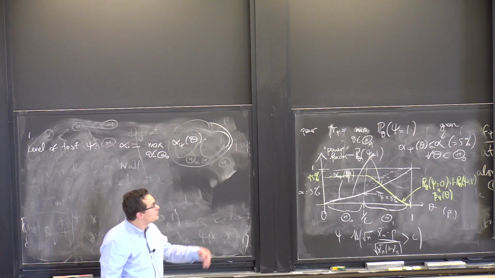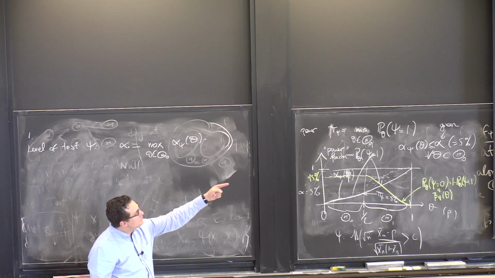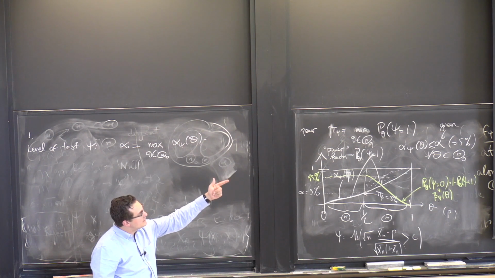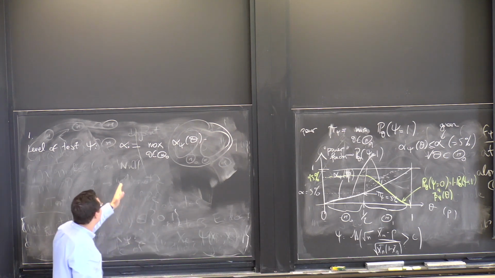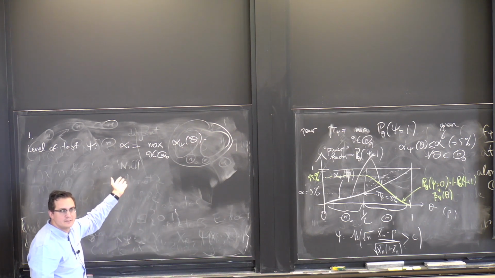OK, so here I just put the level itself. As you can see here, it essentially says that if I'm of level 5%, I'm also of level 10%. I'm also of level 15%. So here it's really an upper bound. Whatever you guys want to take, this is what it is.